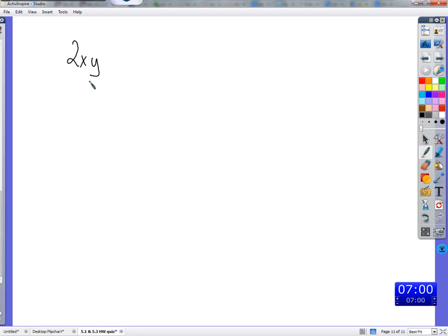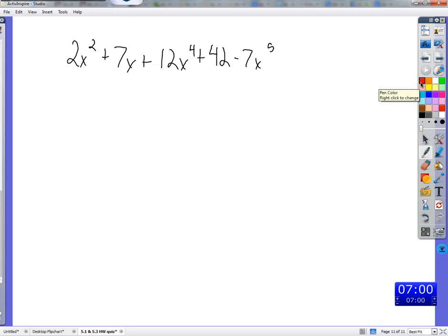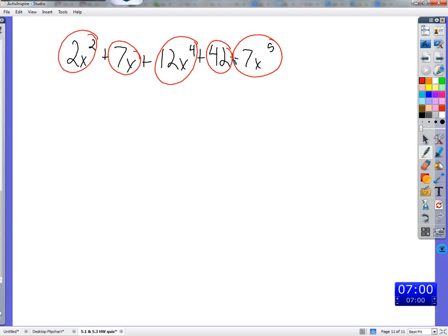With the polynomials that we want to use, we'll have just one variable, not 2x plus 7x plus 12y. That's another variable. We want to just keep it to one variable. Plus 12x to the fourth. Plus 42. Plus 1. These are separated by addition, right? This is really plus a negative 7x to the fifth.